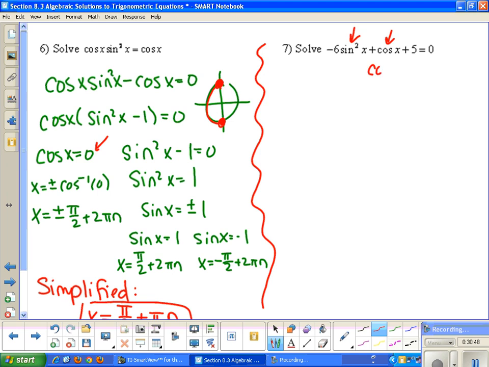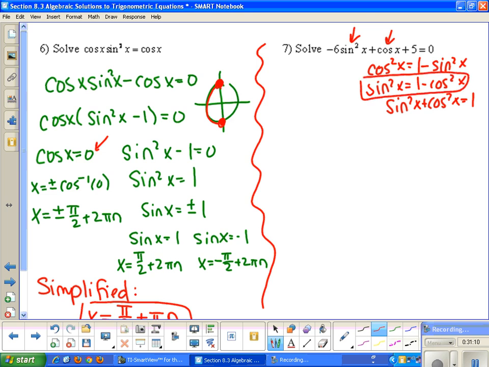Remember, we said that cosine squared x is equal to 1 minus sine squared x, and also sine squared x is equal to 1 minus cosine squared x by the Pythagorean identity: sine squared x plus cosine squared x equals 1. So what I'm going to do for this problem is use this identity right here so that I can have everything in terms of cosine. So I have negative 6 times 1 minus cosine squared x plus cosine x plus 5 equals 0.